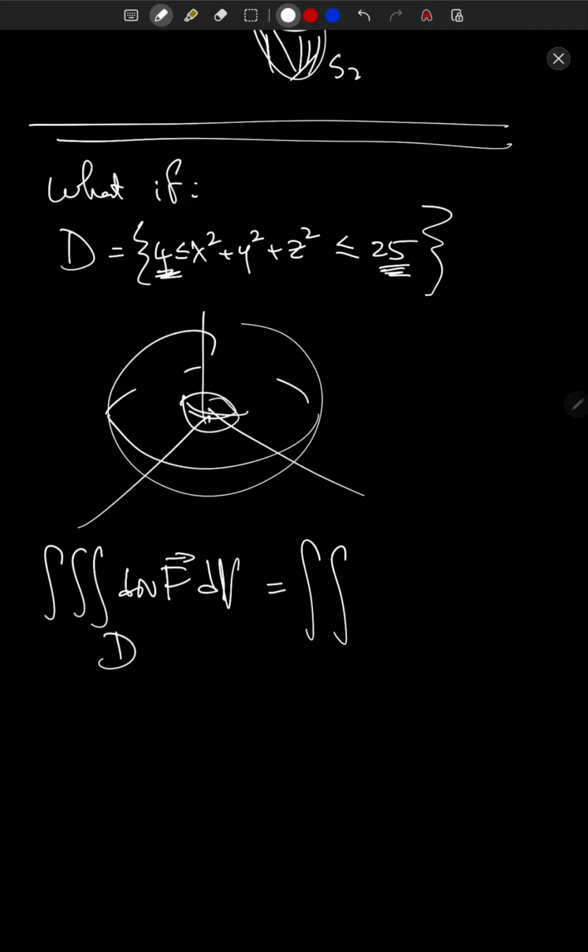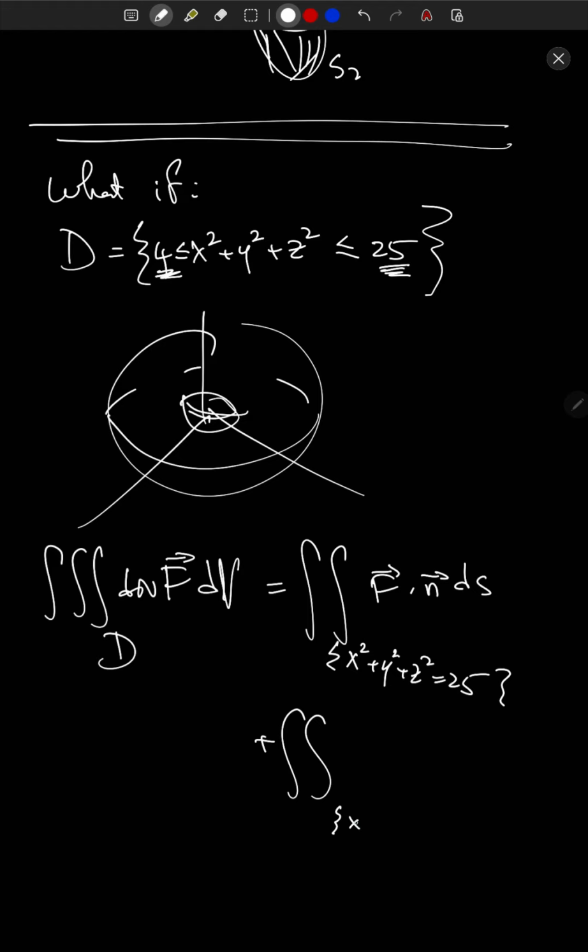is going to be the double integral over the outside sphere, x squared plus y squared plus z squared equals 25, of F dot N dS, plus the integral over x squared plus y squared plus z squared equals 4 of F dot N dS, because the boundary of this D is comprised of the outside sphere and the inside sphere. However, we do have to be careful about this normal.